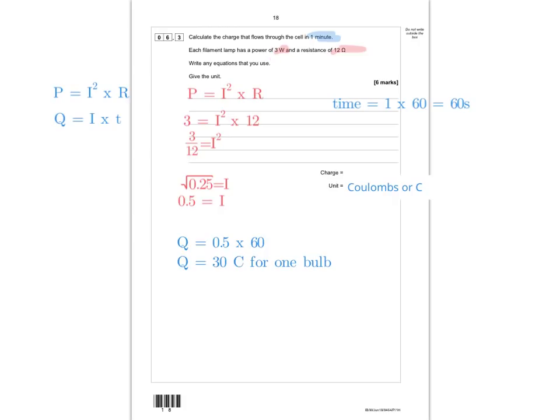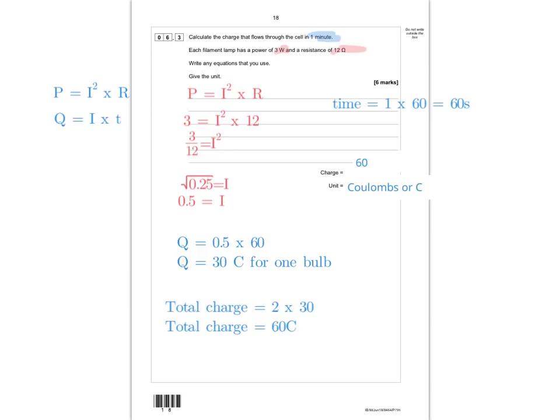So what I now need to do is multiply this answer by 2 to find out the amount of charge transferred on both bulbs, because I've got 2 bulbs in my circuit. So I do 30 times 2 to find the total charge stored in the circuit. You can see here at the bottom, total charge is 2 times 30 to get me the 60 coulombs, and 60 coulombs is my final answer, and that would get me all 6 marks.